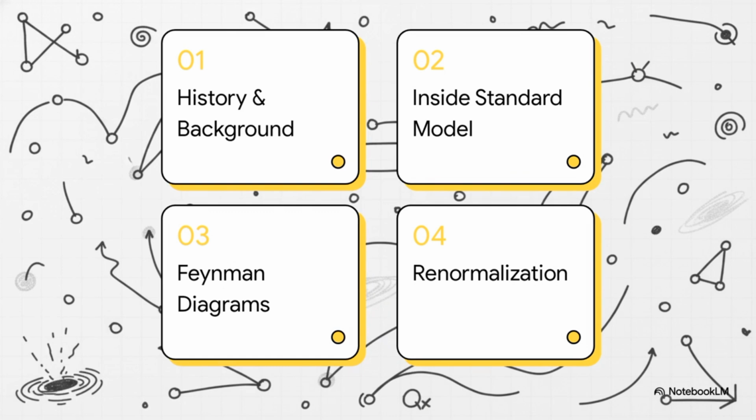So, here's our agenda for today's explainer. First, history and theoretical background. Second, inside the standard model. Third, principles of Feynman diagrams. And finally, infinities and renormalization. Let's get right to it.